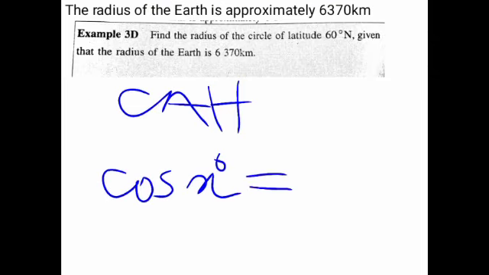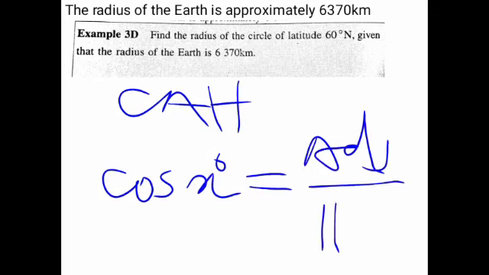Adjacent over hypotenuse, right? Now, what is our adjacent? It's small r, and our hypotenuse is capital R. So we can do the replacements. So we can say that will be equal to r over R. Okay, take note of that.